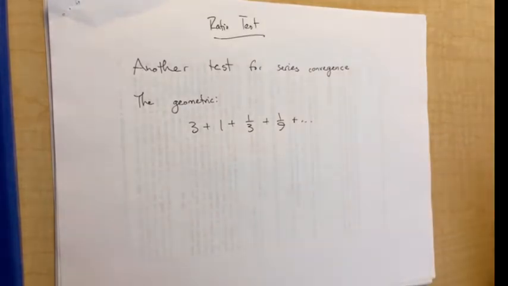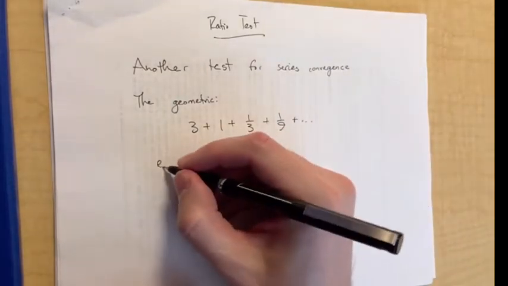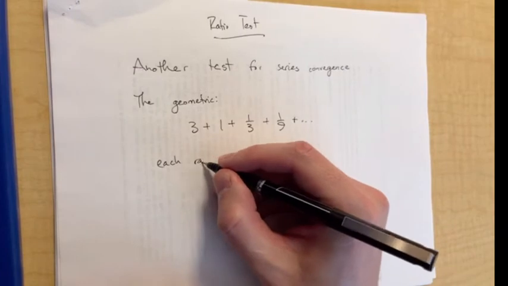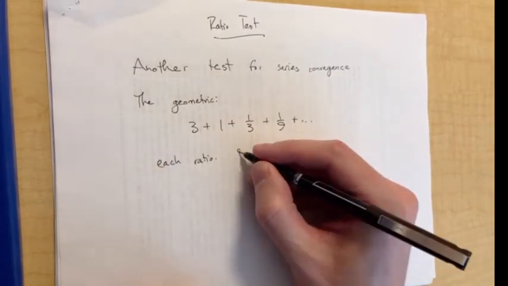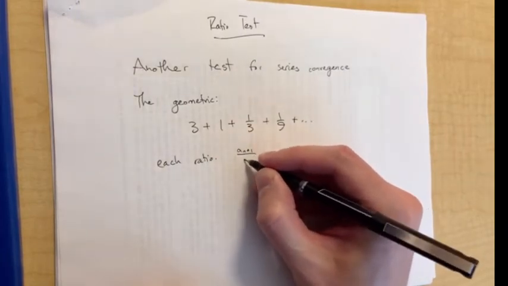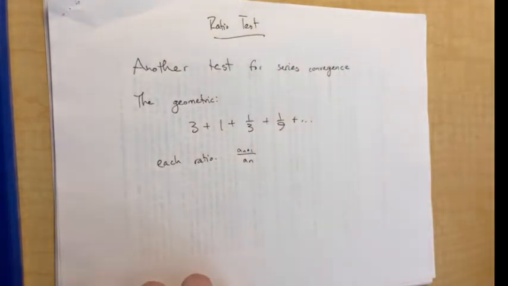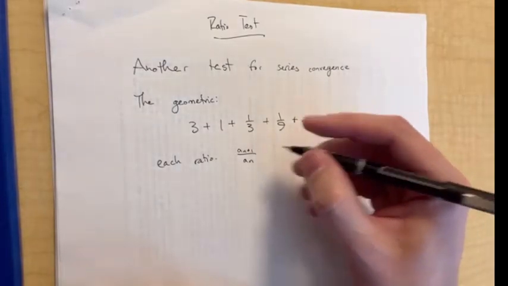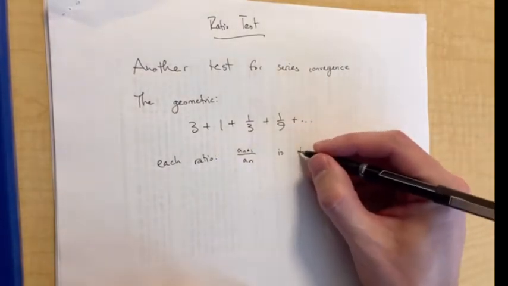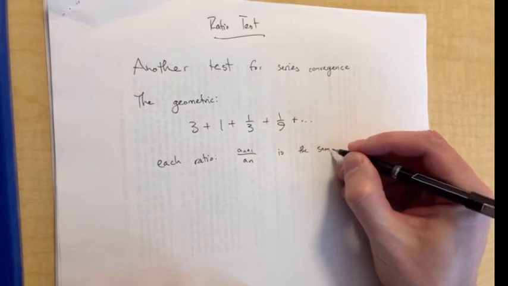So the geometric series is one in which each ratio of a_{n+1} divided by a_n, that is the next one divided by the previous one, is the same, right? This is what a geometric series is. Each ratio like this is the same in a geometric series.